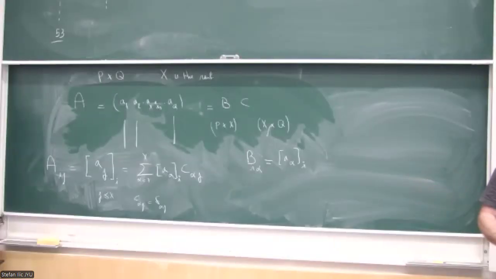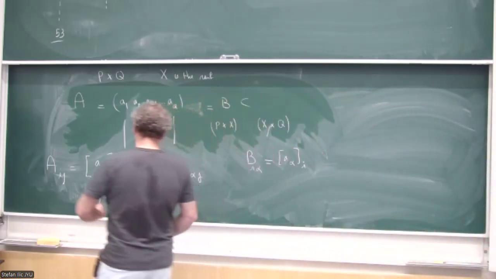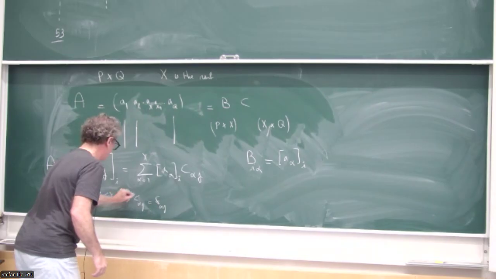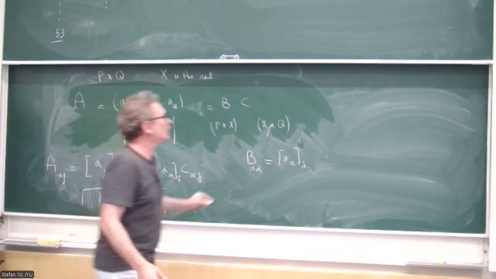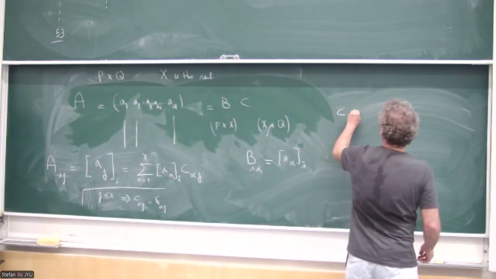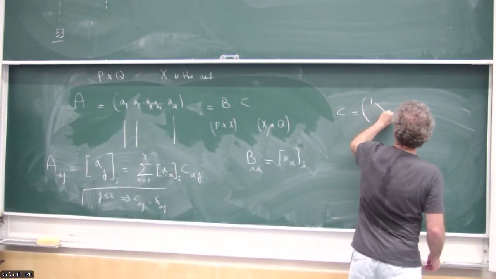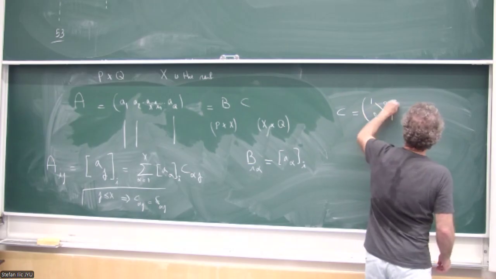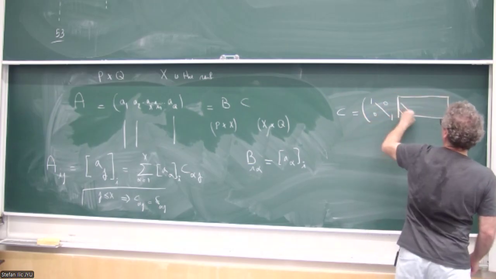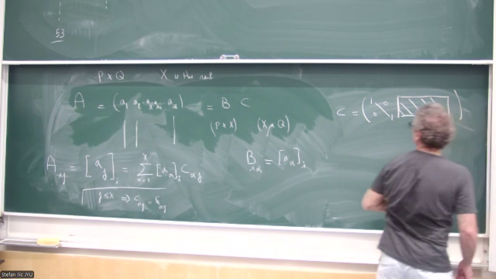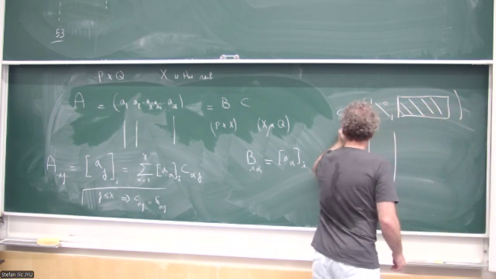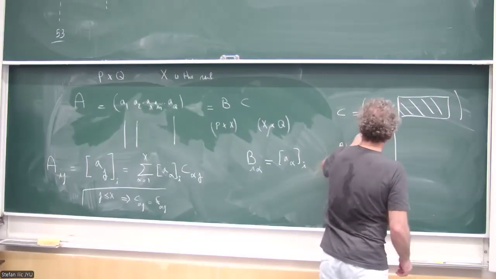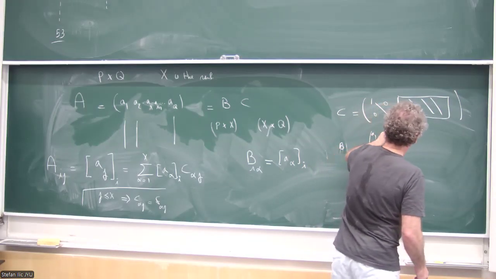So for J smaller than chi, the matrix C looks like one identity here, followed by some other stuff. And B is A1 to A chi.